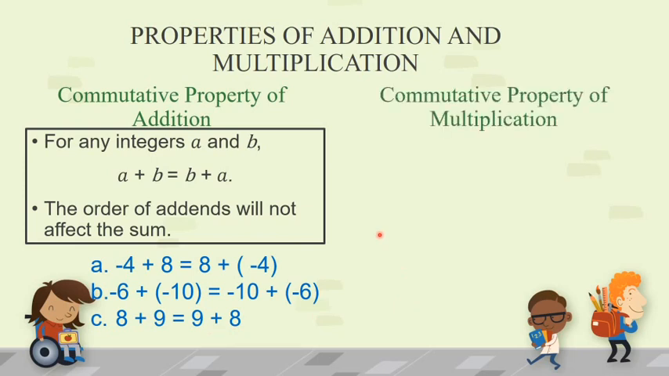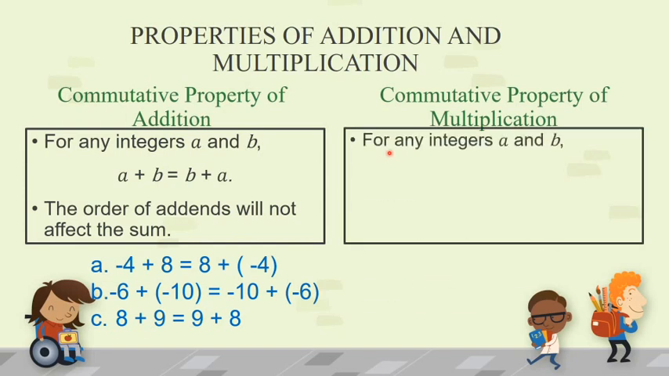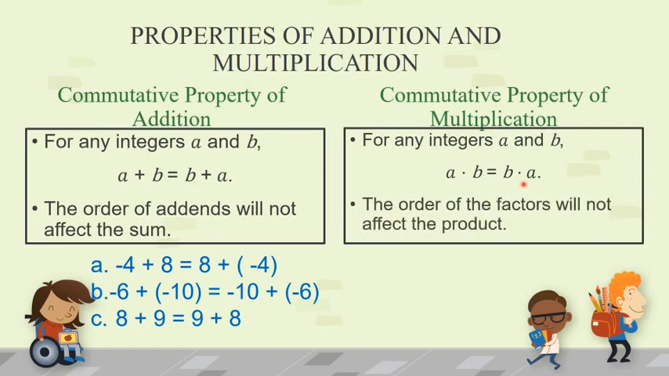Now, we also have the commutative property of multiplication. In symbol, for any integers a and b, a times b is equal to b times a. It means that the order of factors will not affect the product. So examples, we have 9 times 7 is equal to 7 times 9. Even though there is a change in the position of the factors, still the products are both equal to 56.